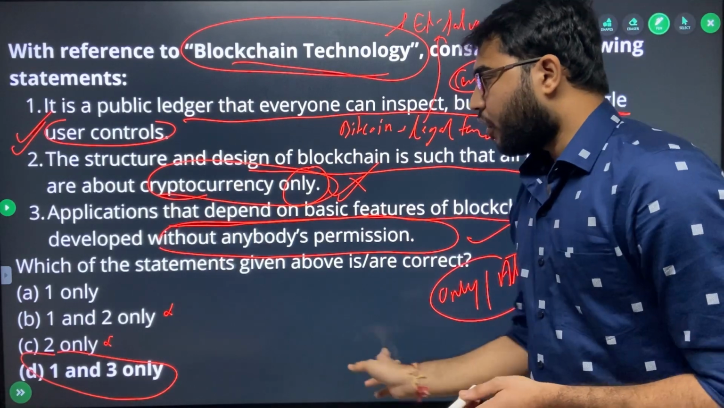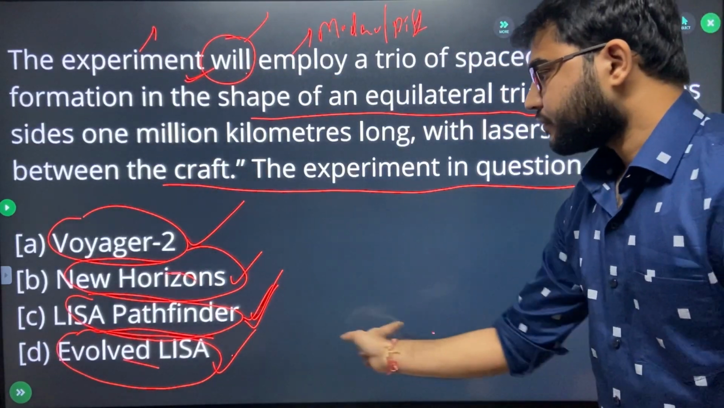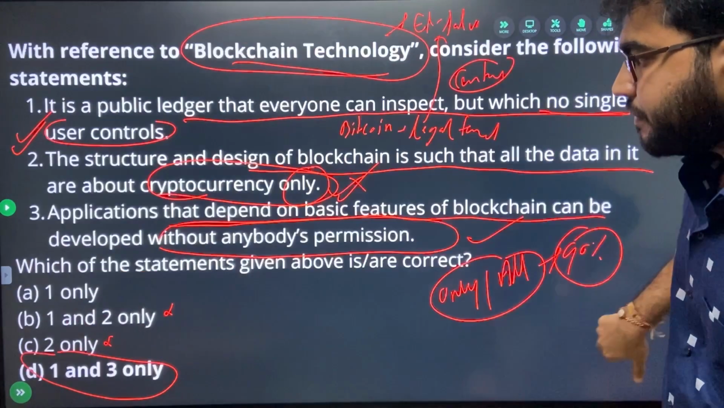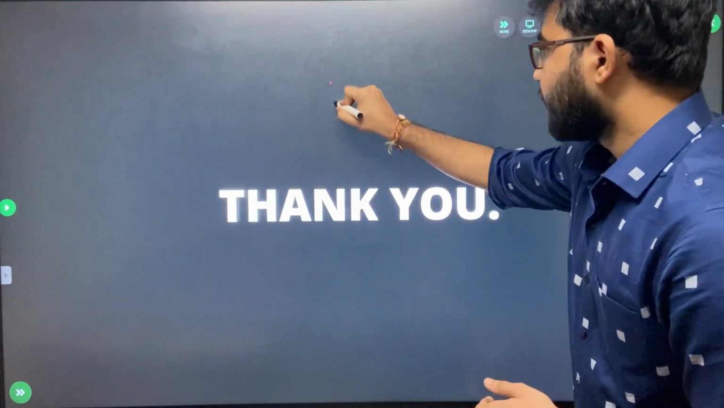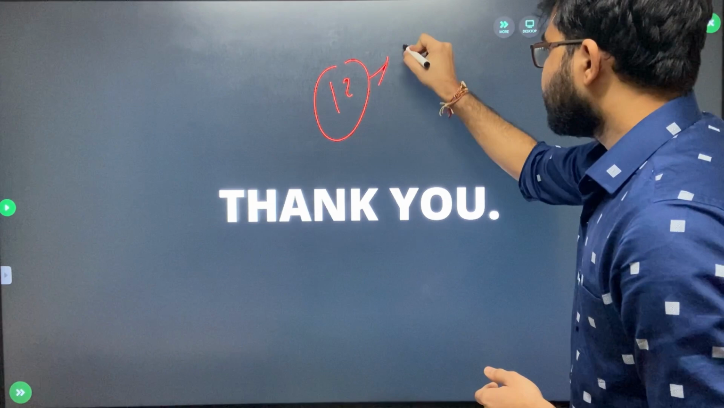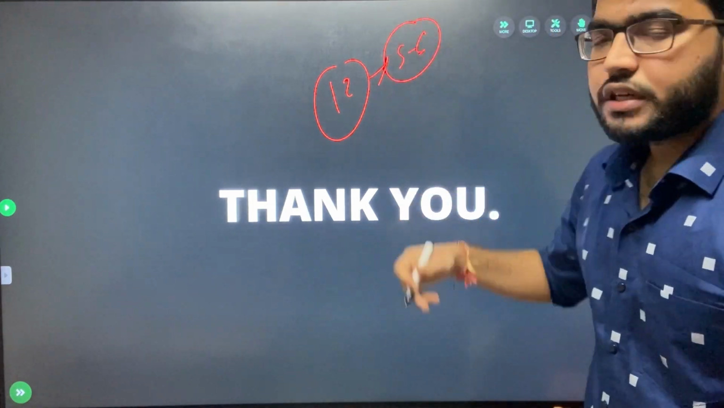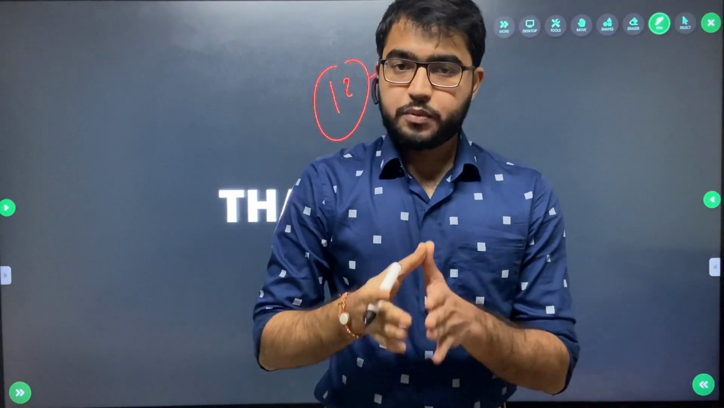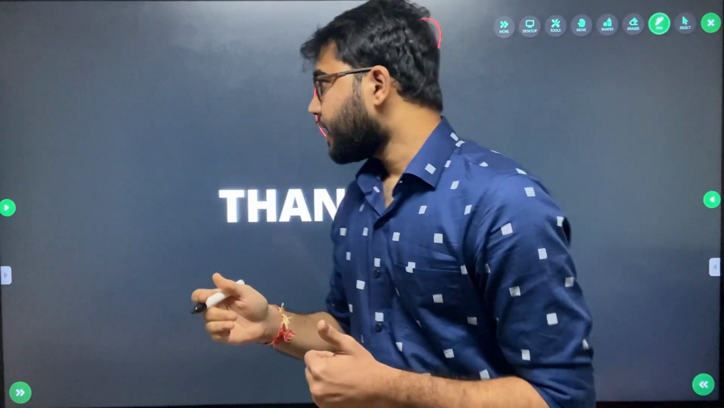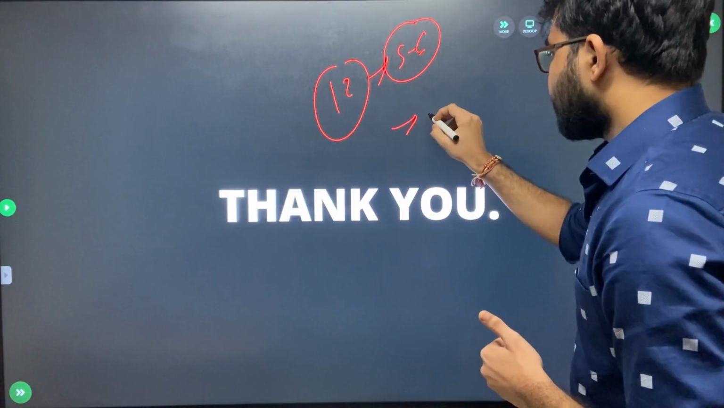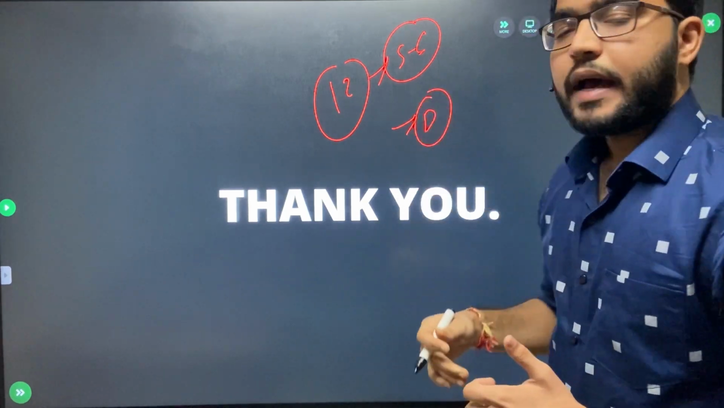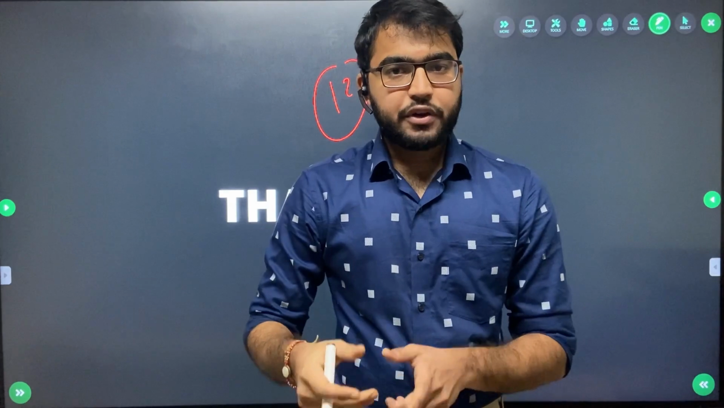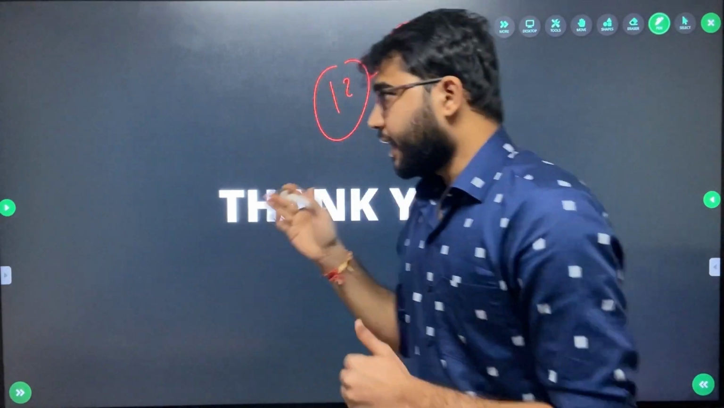So we have covered all the 12 questions. In the first 5 to 6 questions, we have seen the answer was D, all of the above. So here you can observe a pattern that in science and tech, they are asking application-based questions where the answer is D, all of the above. In 3 questions, if you eliminate one statement, you can easily derive the correct answer.